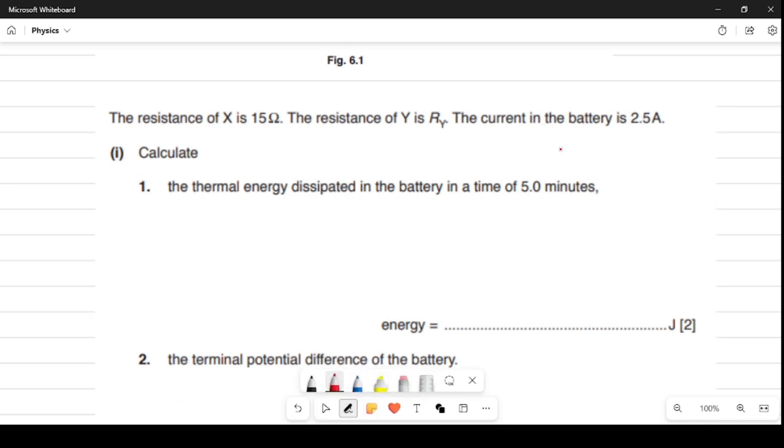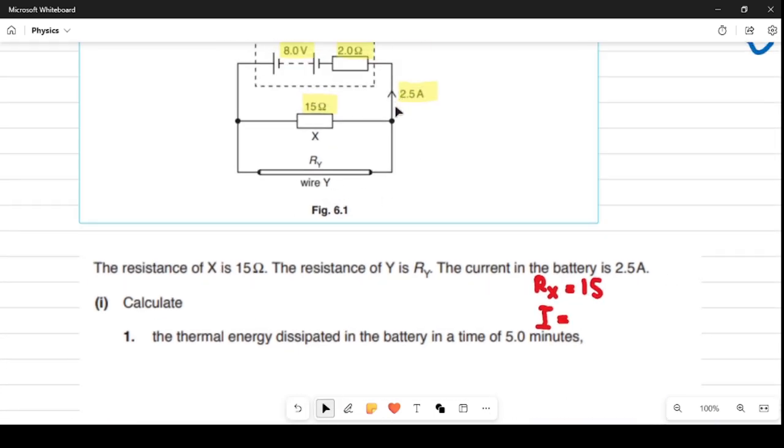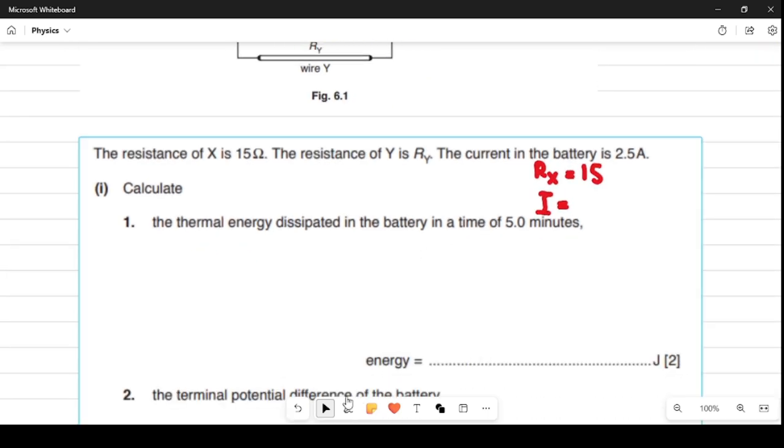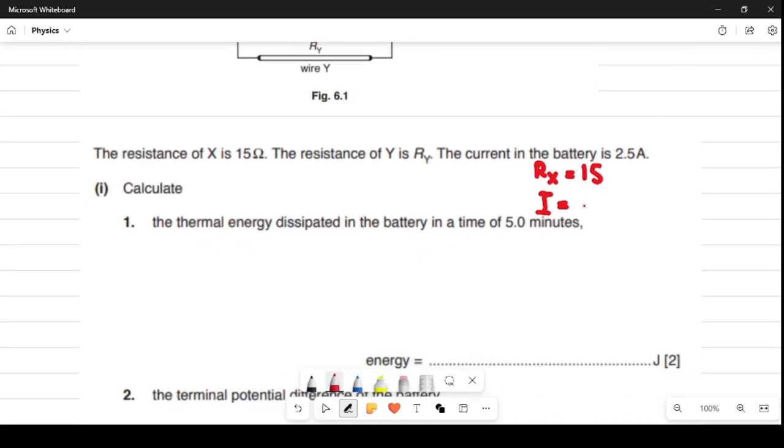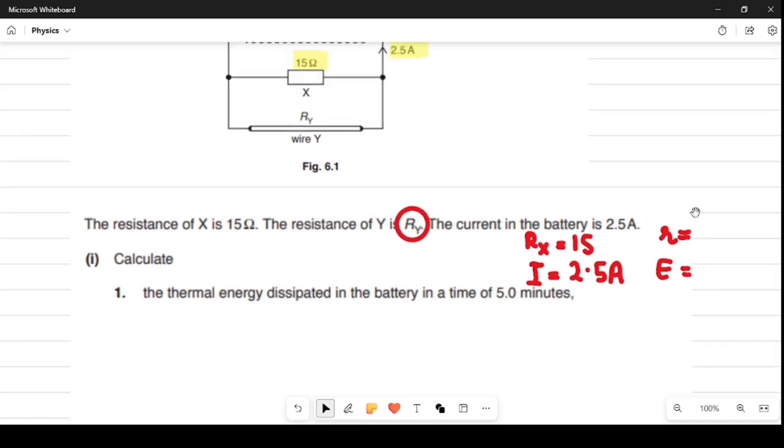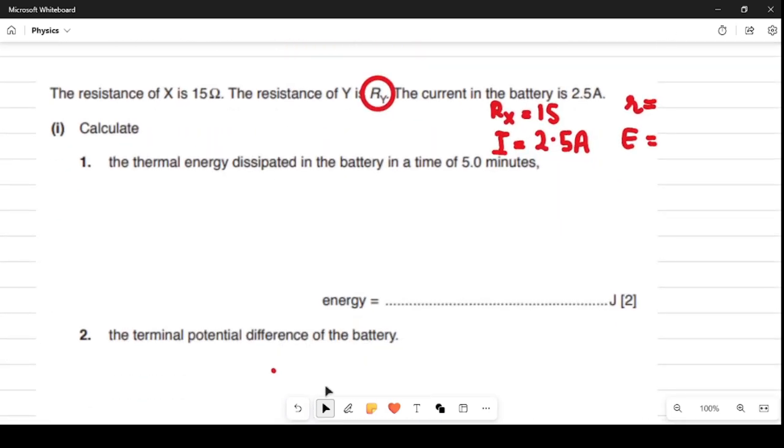So let's just write down everything we have. Rx is basically 15. The current in the entire thing is 2.5, but in these different junctions it will be different. So that we will have to find out. 2.5 amperes. And the resistance of Y he has not given us. R he has told us and E he has told us, which were 2 and 8.